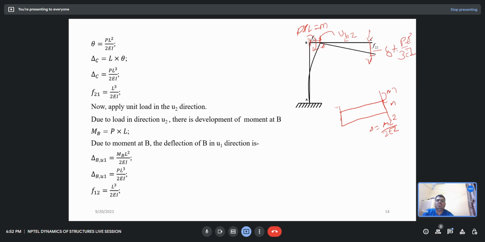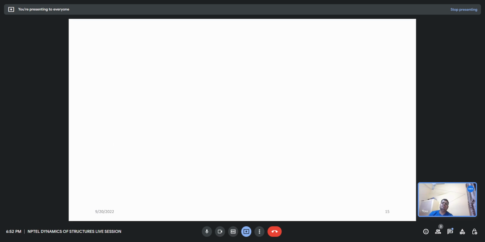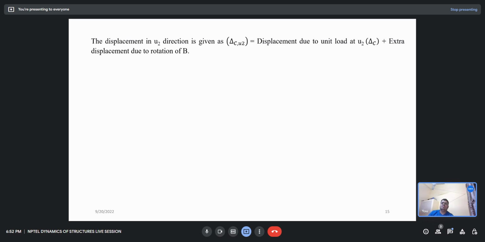Now for F22. F22 would be this one, PL cube over 3I, plus this displacement due to the rotation. What will the rotation be? The rotation will be ML over EI due to the moment. So the displacement in the U2 direction is the displacement due to the unit load at U2, delta C, plus the extra displacement due to rotation of B. This rotation develops an extra displacement here.